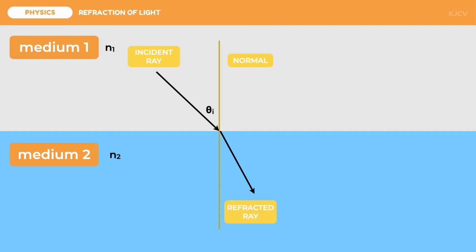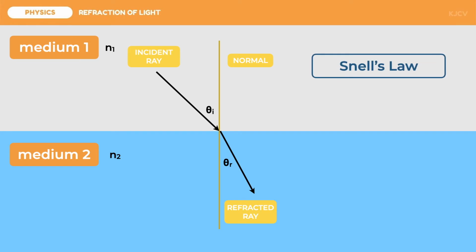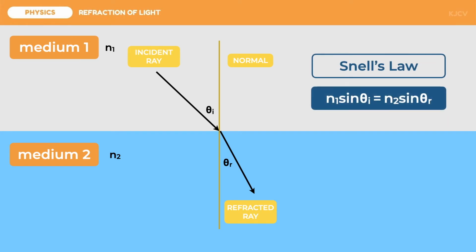The deviated angle formed by the refracted ray and the normal line is called the refractive angle, or θᵣ. The incident ray, refracted ray, and the normal line all lie on one plane, as stated by Snell's law. This also states that the product of the index of refraction of the first medium and the sine of the incident angle is equal to the product of the index of refraction of the second medium and the sine of the refracted angle. In determining the angle, we start by dividing both sides of the equation by n₂.